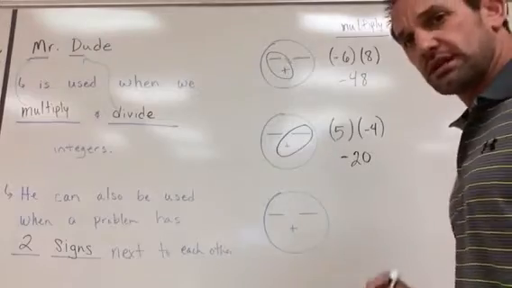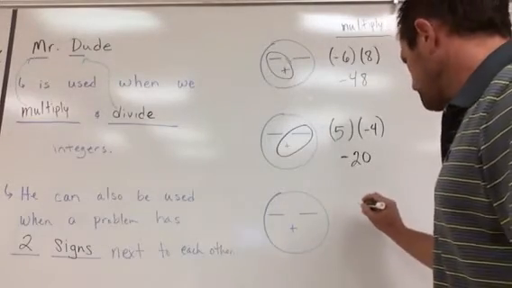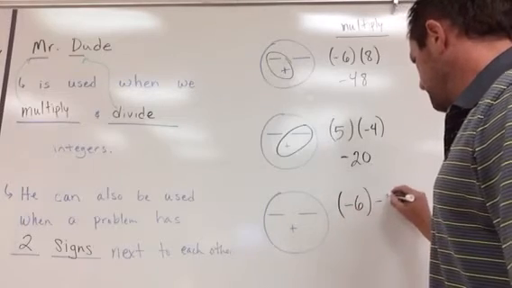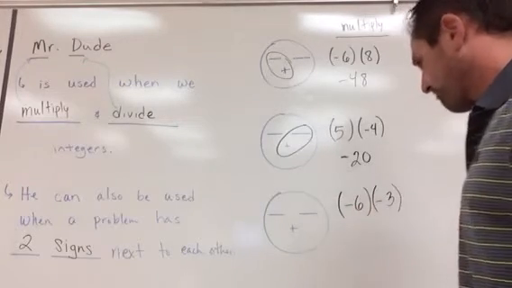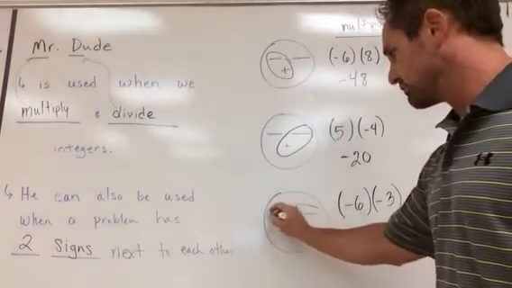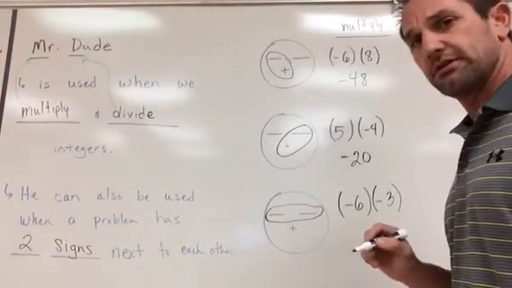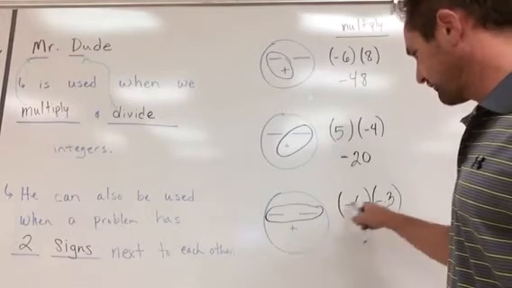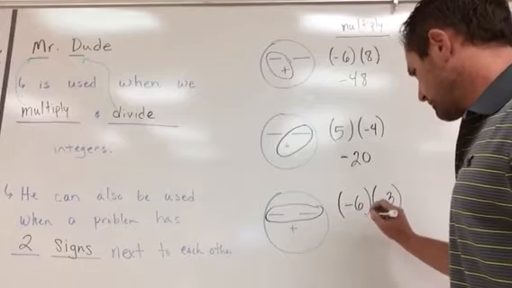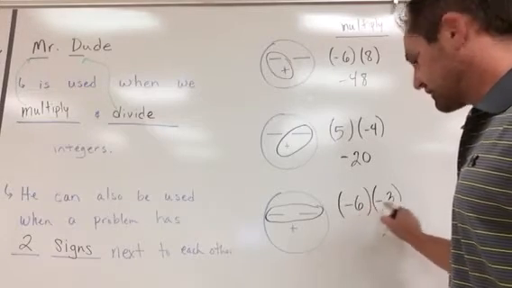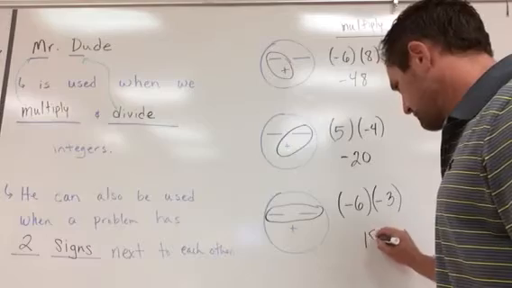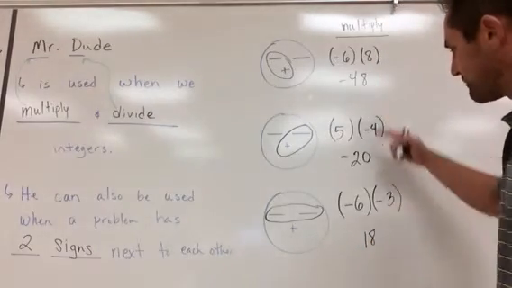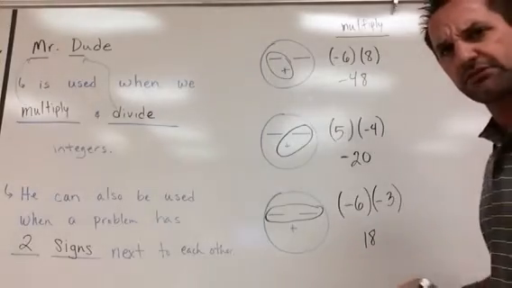On the third example that we have, let's go -6 times -3. So come over to Mr. Dude. Circle a negative times a negative. What's left over? The positive. So a -6 times a -3 will give us a positive answer. And 6 times 3 is 18. Okay? I hope that makes sense for you and gives you a little hint.